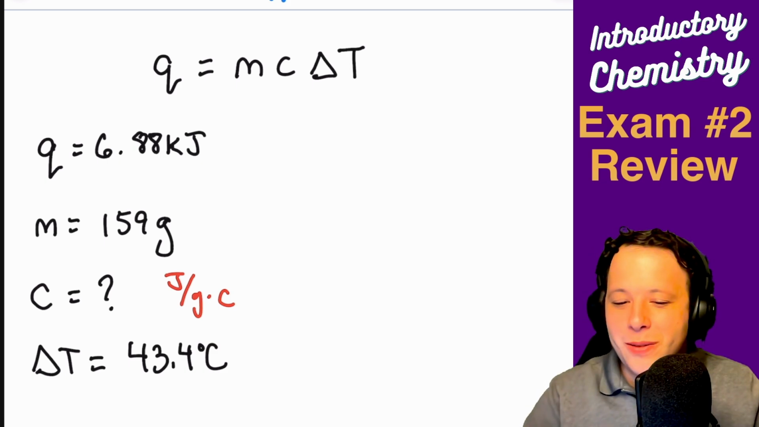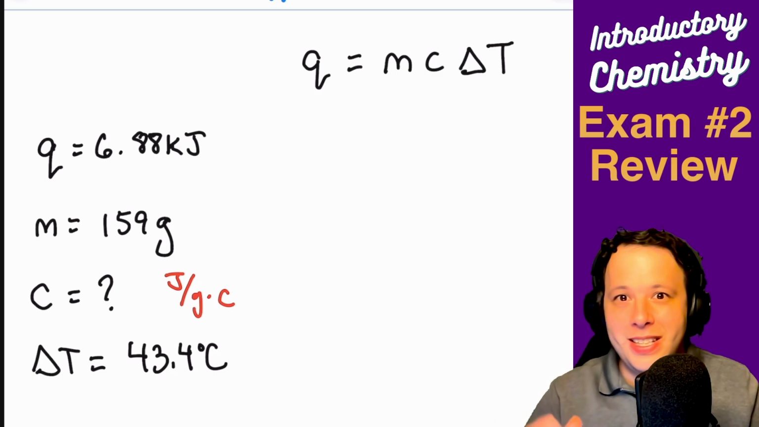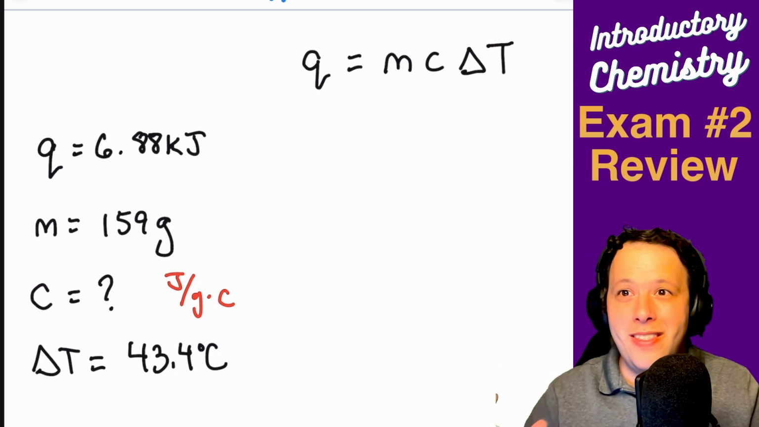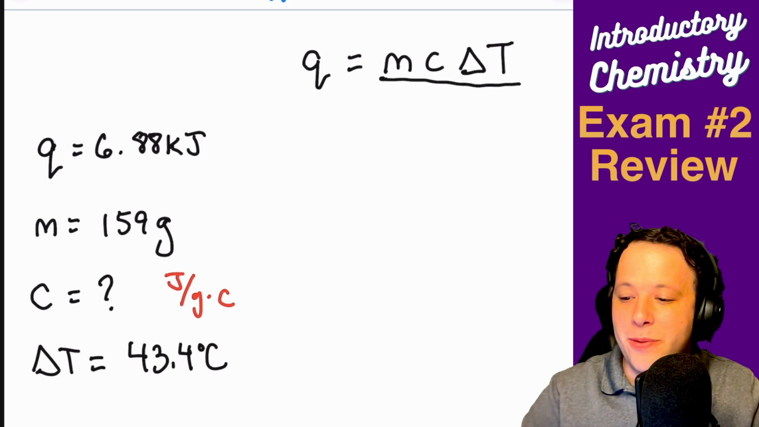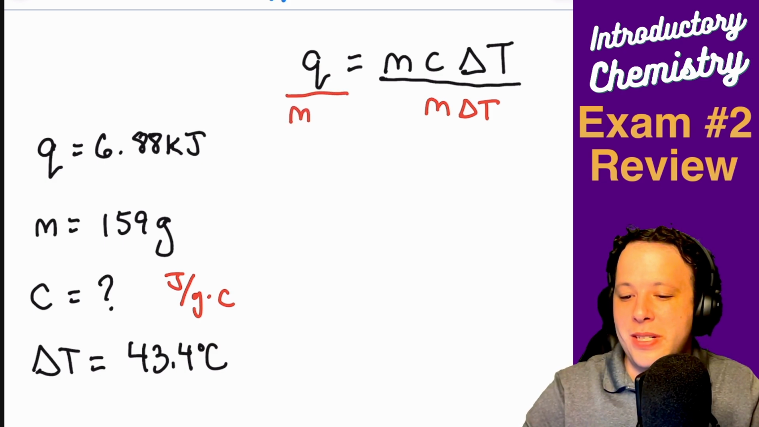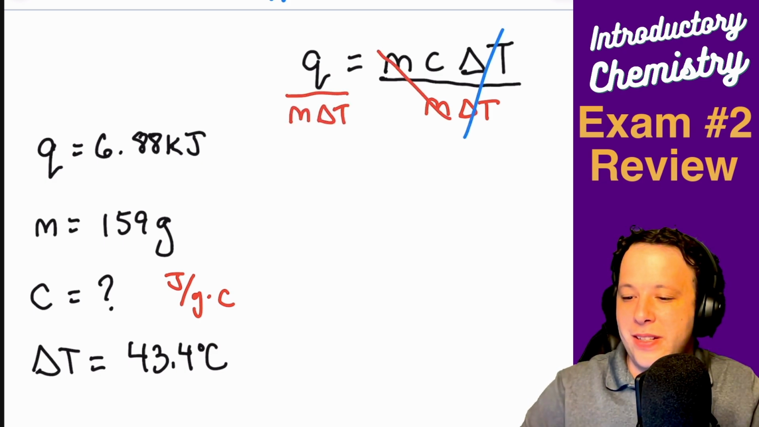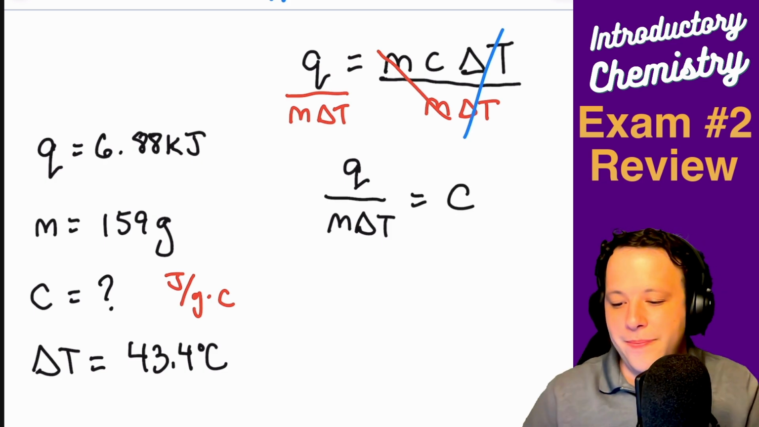So the first thing we have to do is we're looking for C. I listed out all the values and you see C is the one thing missing. So how do we get C by itself? Well, we have to rearrange our equation. We're going to divide both sides by m and delta T. That way it gets rid of m and delta T on the left, and our new formula is going to be Q divided by m delta T is equal to C.